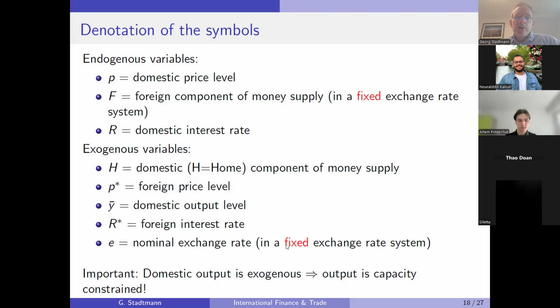Once more, it is important to stress that the domestic output is exogenous. Output is capacity constrained. The economy is using all the capital units, all the labor units in order to produce output. And therefore, GDP will not change. There is a bar above the Y variable, which should indicate that output is capacity constrained.